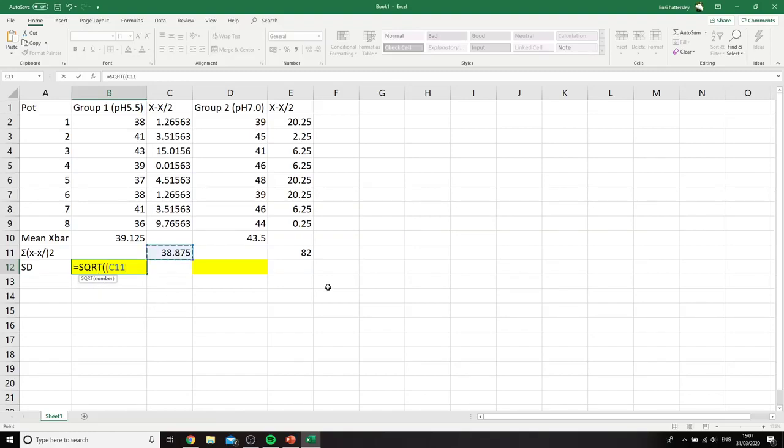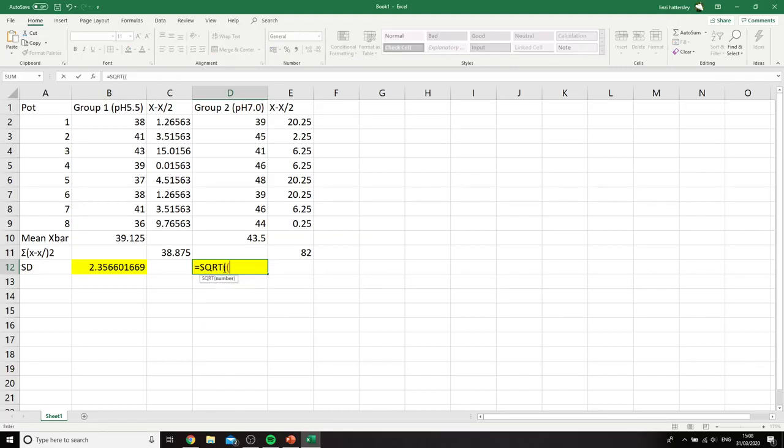You're going to click what we've just calculated. Divide n minus 1. So n is the number of groups, or pots, I guess you could say. So it's going to be 8 minus 1, which is 7. I'm going to close the bracket and then close the bracket again. That's just to tell it that you want this calculating first before you square root it. Press enter. And do the same on the other side with the different numbers.